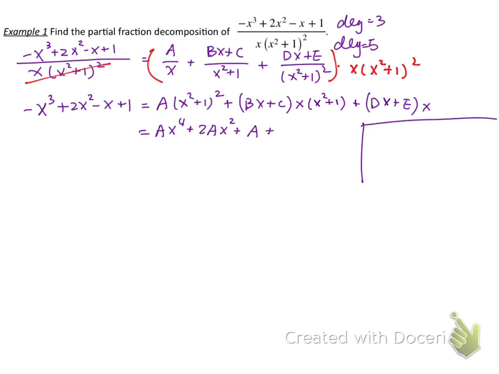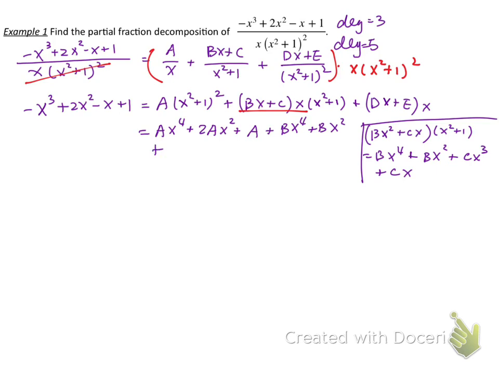So I'm having bx squared plus cx, right? That's what this gives me. I multiply x first times x squared plus 1. So this will be bx to the 4th plus bx squared plus cx to the 3rd plus cx. And I'll copy it here. And finally, I have the last product. I just distribute the x, which will be dx squared plus ex.